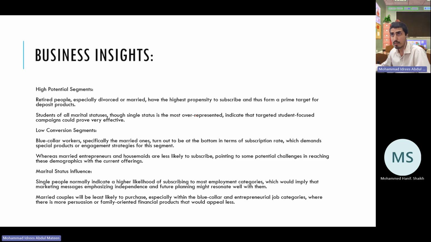So what are the business insights? High potential segments, low conversion segments. Retired people, especially divorced or married, have the highest propensity to subscribe, because if they are retired and they are divorced or married, definitely they can subscribe, forming a prime target for deposit products. And low customer conversion segments: blue collar workers, specifically the married ones, turn out to be at the bottom in terms of subscription. Marital status influence can also be one of the targets that we can pursue.